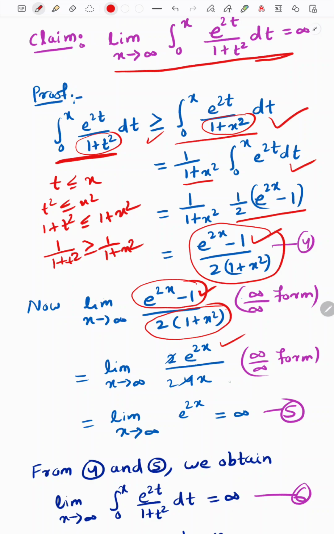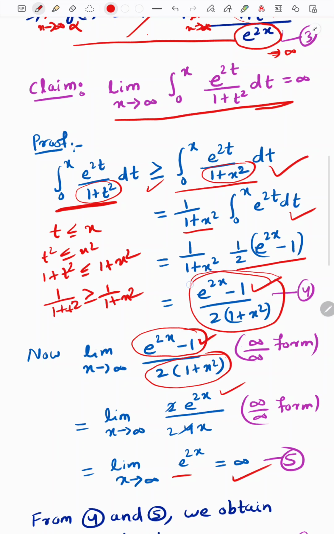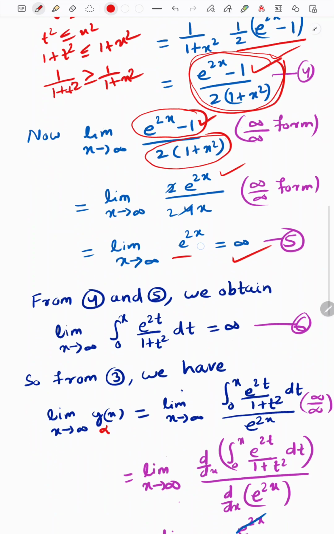Again we will apply the L'Hospital rule, because it is also in the infinity by infinity form, so we will get e to the power 2x, and its limit value is infinity. So we infer that the limit of this expression goes to infinity when x goes to infinity. But this value is lesser than this expression, and this smaller value is going to infinity, so this larger value is also going to infinity. So from this argument one can infer that this limit is infinity.